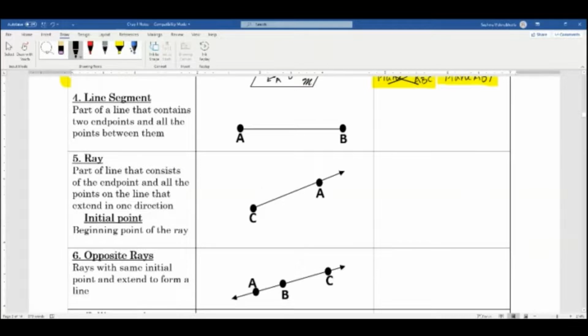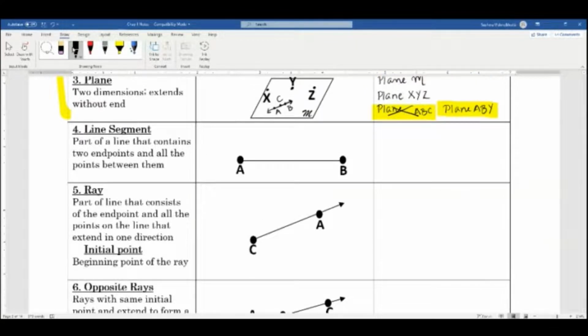All right, the fourth definition, I'm going to move a little faster here, is a line segment. Now, the easiest way to think about a line segment is that it is a piece of a line. Notice it doesn't extend forever in both directions. That means if I had line AB and I just sort of chopped off from point A to point B here, that would be a line segment.